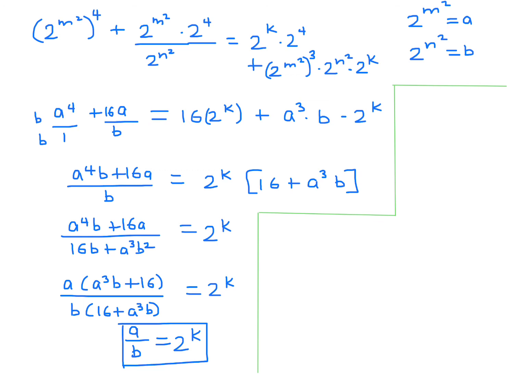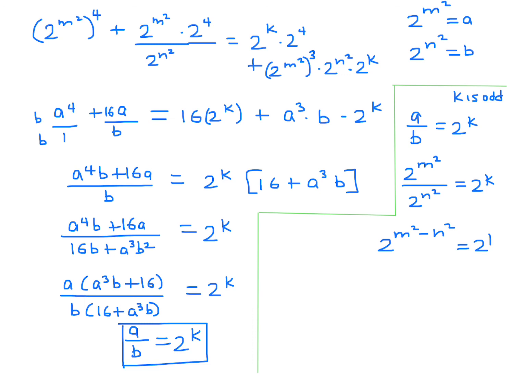So at this point, we can go back and make our substitutions to further understand this. So a over b is equal to 2 to the power of k, and k is odd. Well, what's a? Well, we had called it 2m squared, and b was 2 to the n squared. That's 2 to the k. Well, that basically just means 2m squared minus n squared is equal to 2 to the k. Since the bases are the same, the exponents must be the same. So that means m squared minus n squared is equal to k.